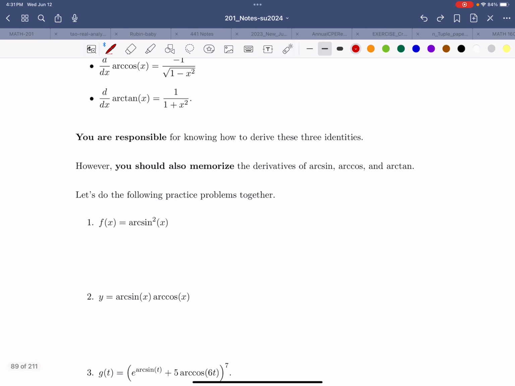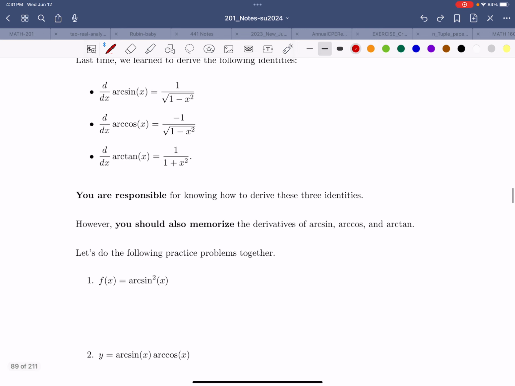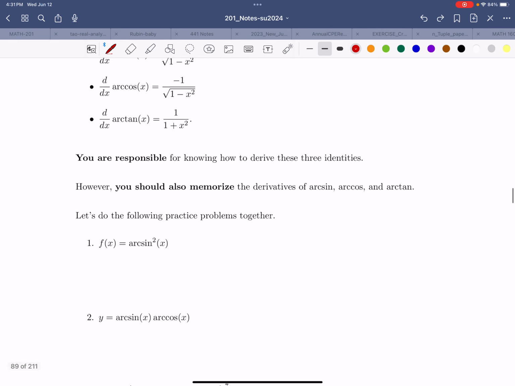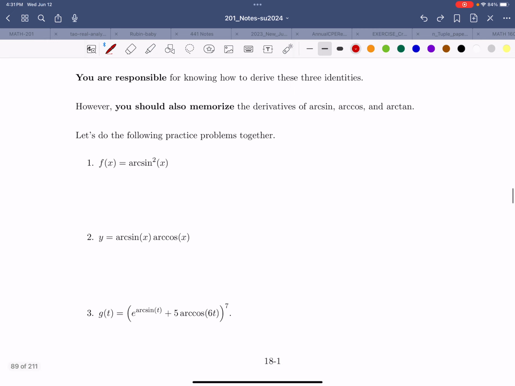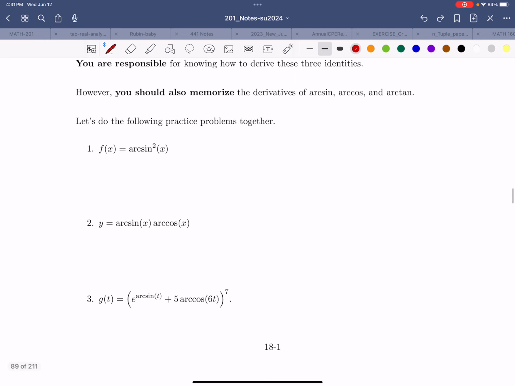Note that you are responsible for the derivation of these formulas and that I did only one of them, right? So see if you can do the other two for arc cosine and arc tangent. See if you can show that their derivatives are negative 1 over the square root of 1 minus x squared and 1 over 1 plus x squared. They're analogous to the arc sine derivation. But if not, then ask me tomorrow. Anyway, let's do the following practice problems together.